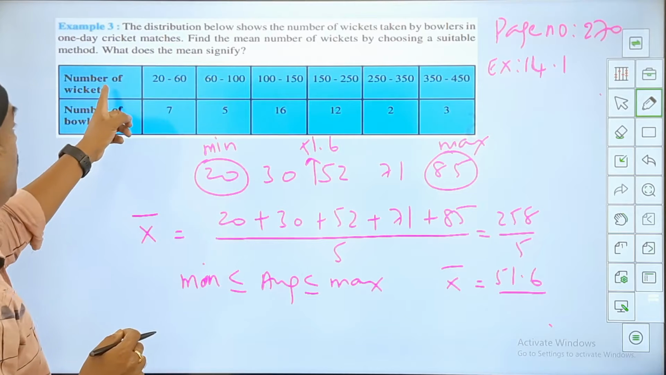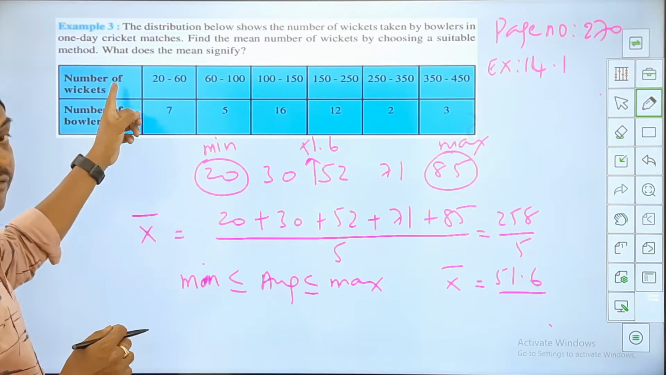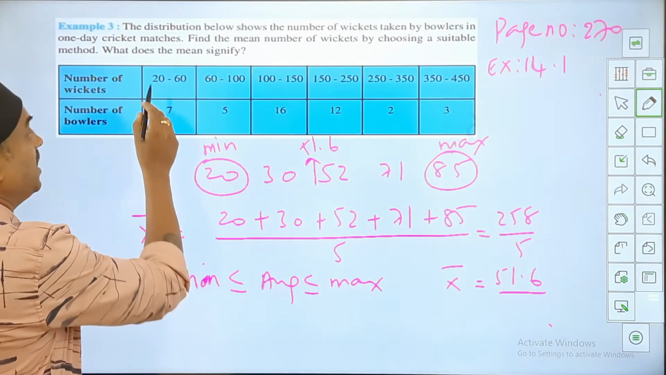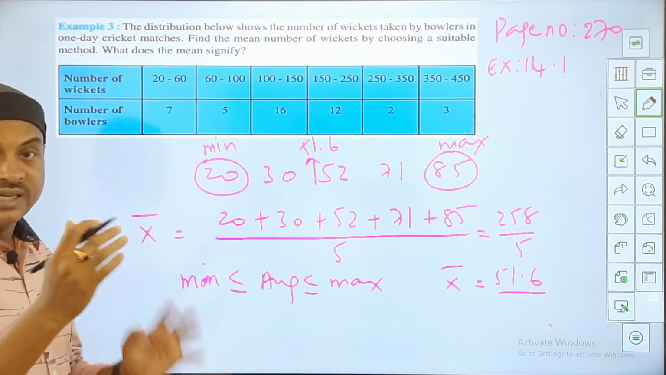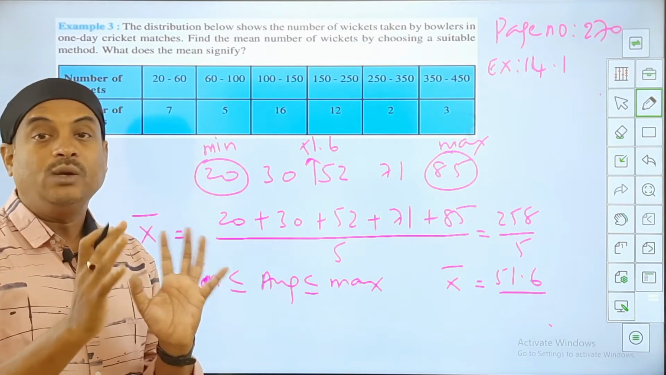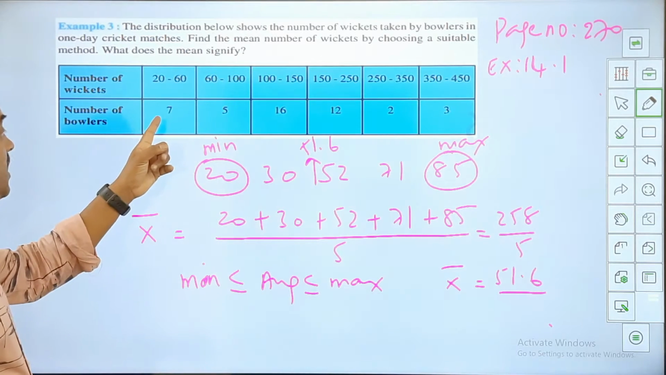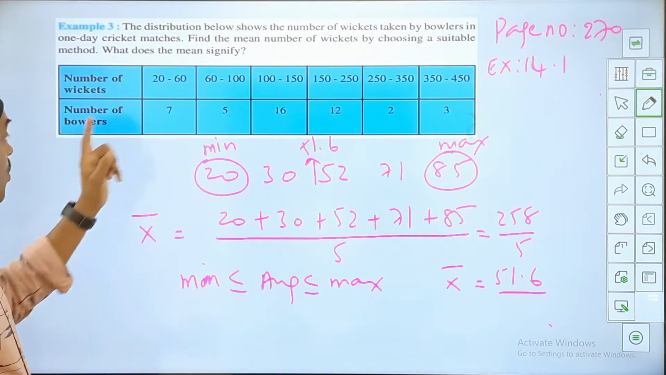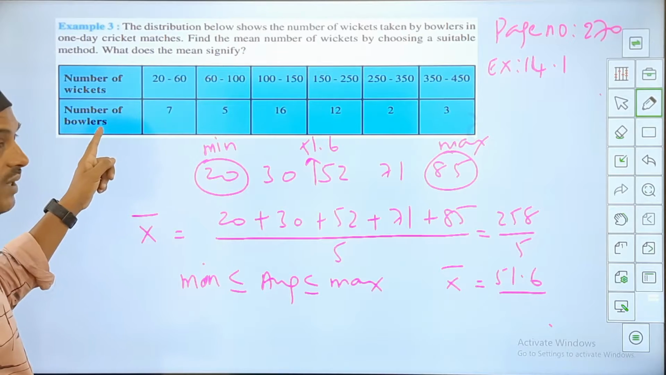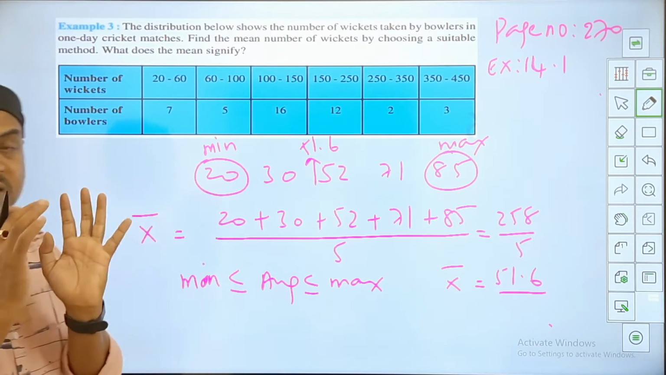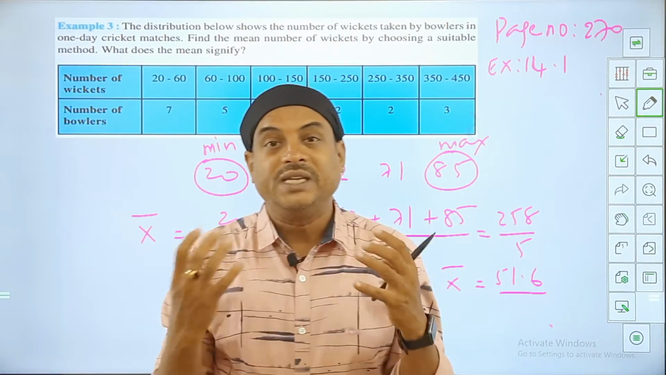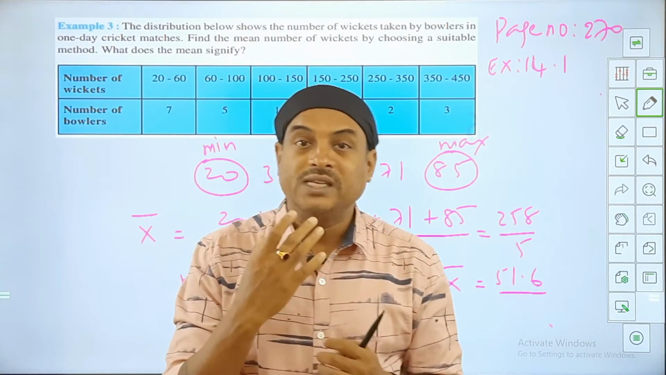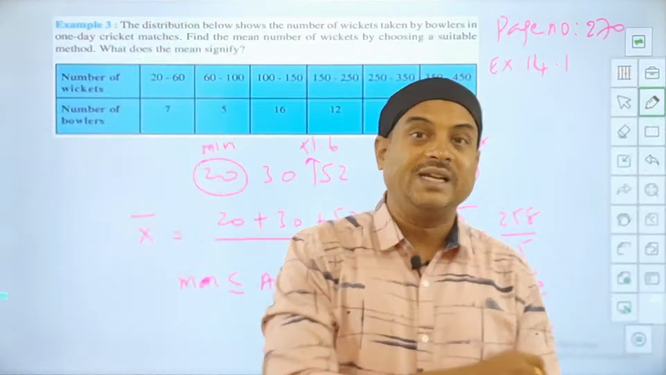Remember, here what did he say, you see? Number of wickets. So that means any bowler who has taken between 20 to 60 wickets will be given as 7. So what is that, you see? Number of bowlers. Please understand the data which is given. See, the beauty of this subject can be explored or understood easily if you understand what exactly the data is and what the data is talking about.